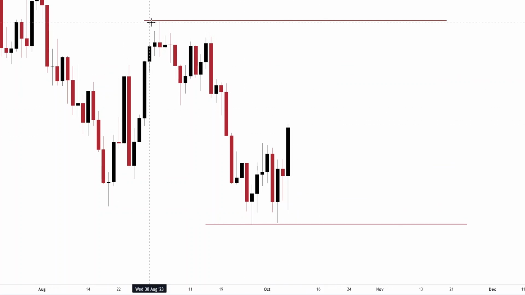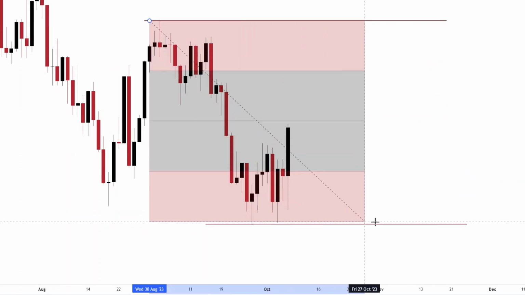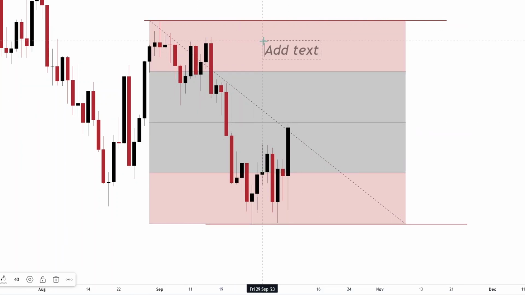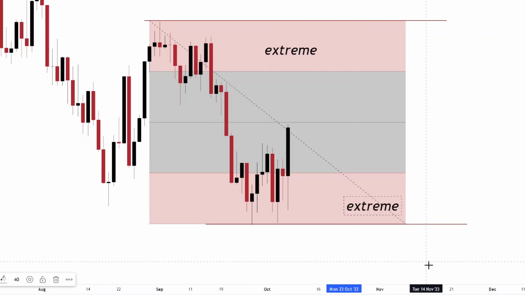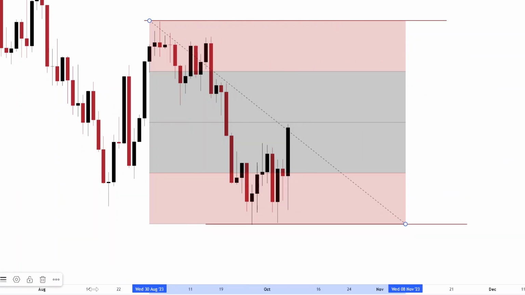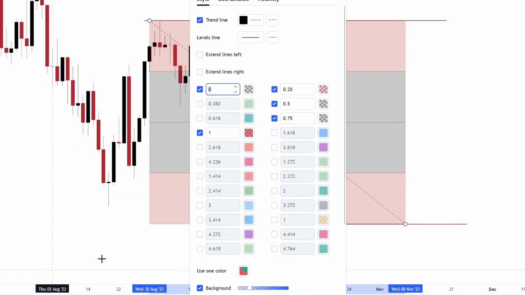Now what you do is you pull out your fib, go to the highest point. So now this would be your extreme. And this would be your extreme. So these are both your extremes. This would be your premium extreme and this would be your discount extreme. And here are the settings for your fib. It's 0, 0.25, 0.5, 0.75, 1.